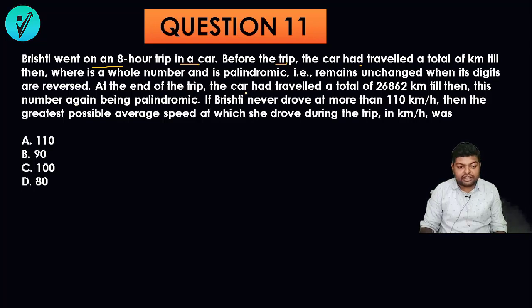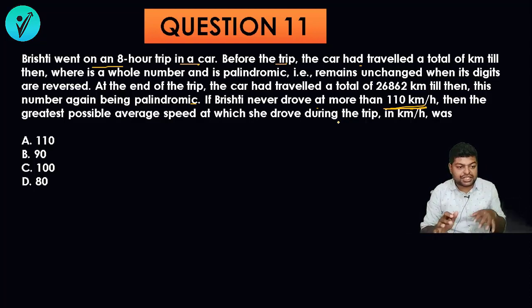At the end of the trip, the car had traveled a total of 26862 km till then. This number again being palindromic. If Brishti never drove at more than 110 kilometers per hour, so this was the maximum speed, then what is the greatest possible average speed at which she drove during the trip?